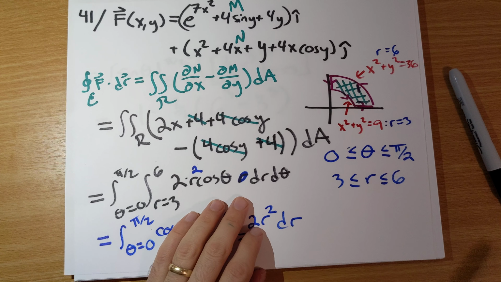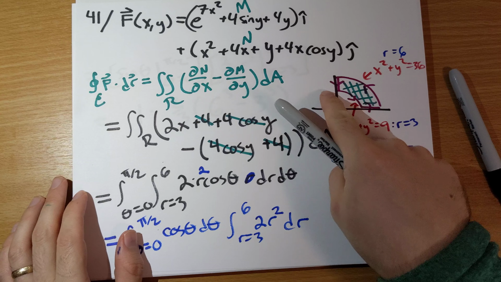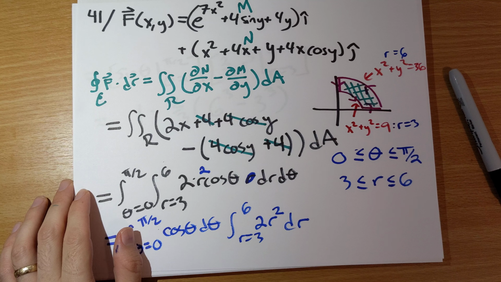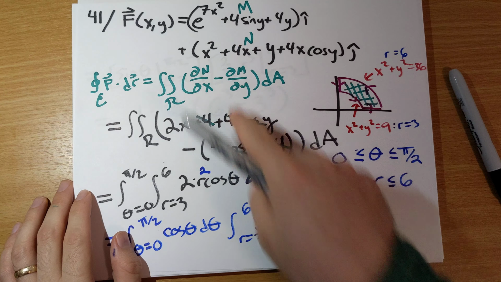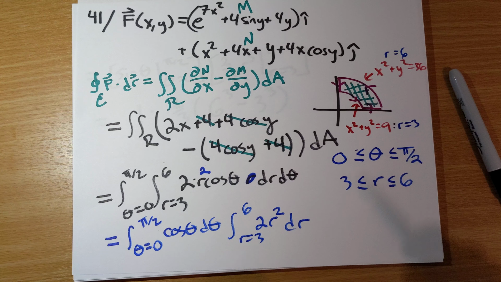So we can see Green's theorem made our life a lot easier. That would have been 4 atrocious integrals to do. Look how much cancellation there was with Green's theorem.